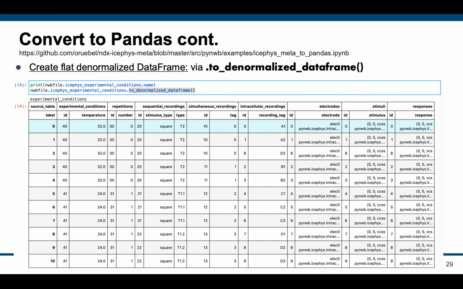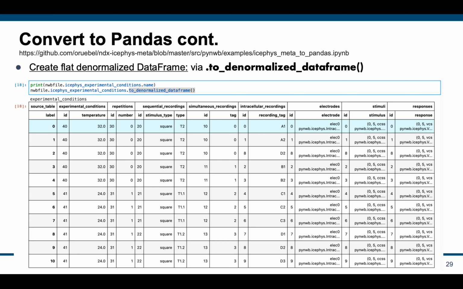We can also use the toDenormalized data frame function, which is similar to the toHierarchical data frame. The primary difference is that instead of having a multi-index on the rows, which hierarchically groups the rows, this completely denormalizes a table. It's a flat table where all the data is being replicated in the columns.